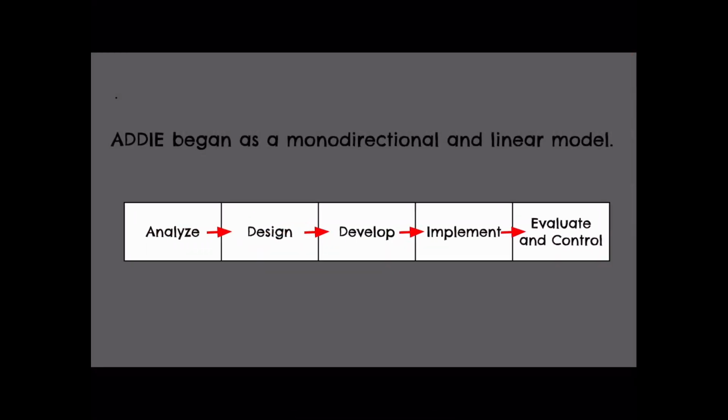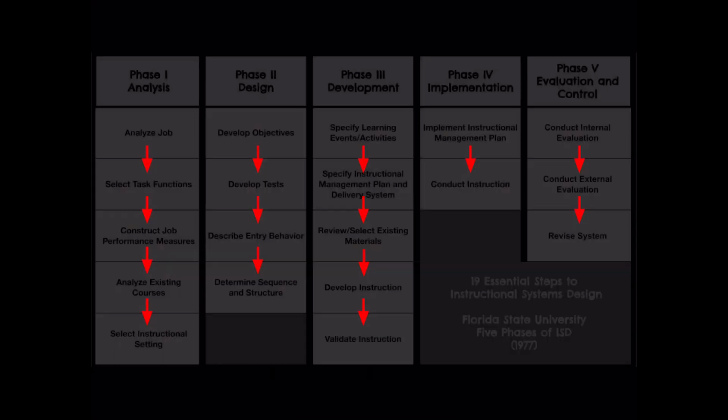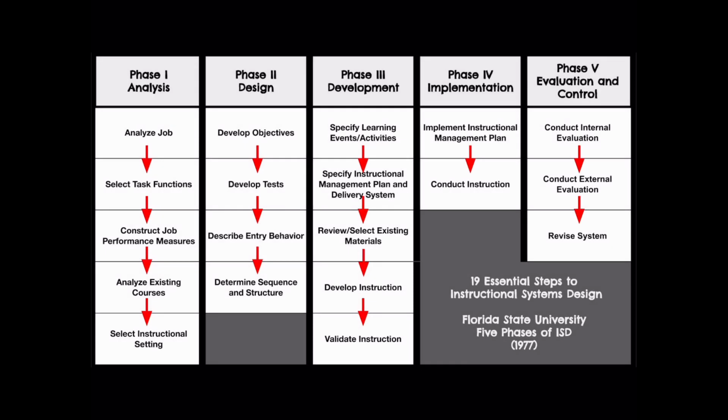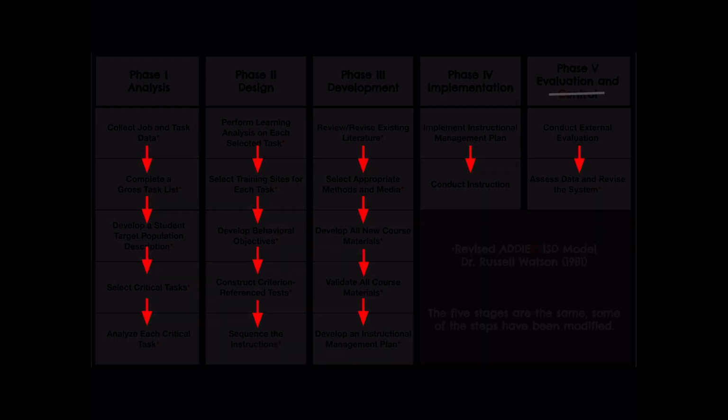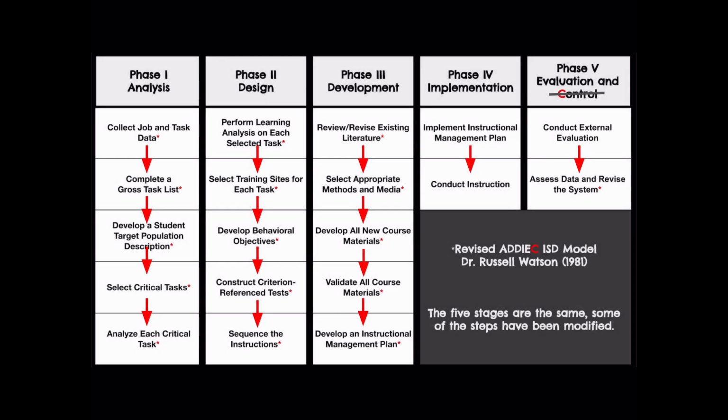ADDIE began as a monodirectional and linear model. It had 5 phases, and it wasn't even called ADDIE. It was called ADDIE because phase 5 was evaluation and control. In 1981, Dr. Russell Watson revised ADDIE, removing control. The 5 stages are the same otherwise. Some of the steps have been modified.